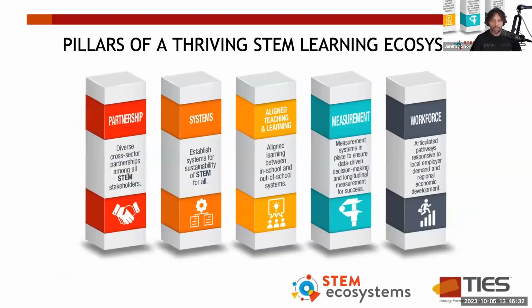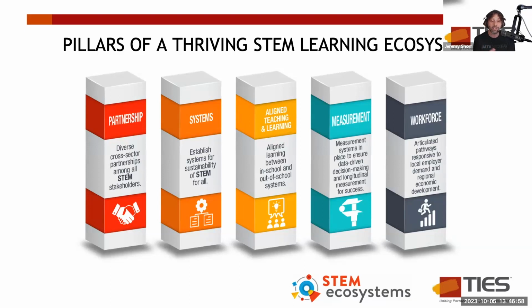Now, you can see here, I'm going to sort of make myself smaller because I'm blocking a little bit of the words. All right, there we go. Tiny Jeremy down in the corner. These are the kind of pillars of a thriving ecosystem. These are the things that we really focus on. So partnership, making sure that all of those sectors are represented and all of those sectors are working together in order to reach and meet local and regional goals.